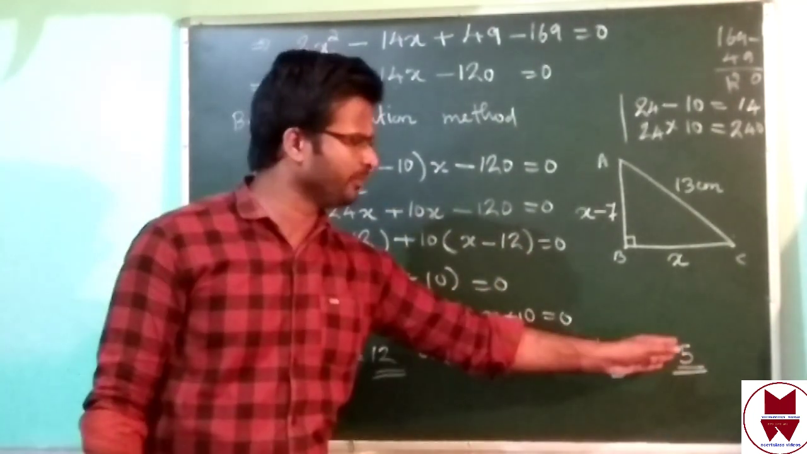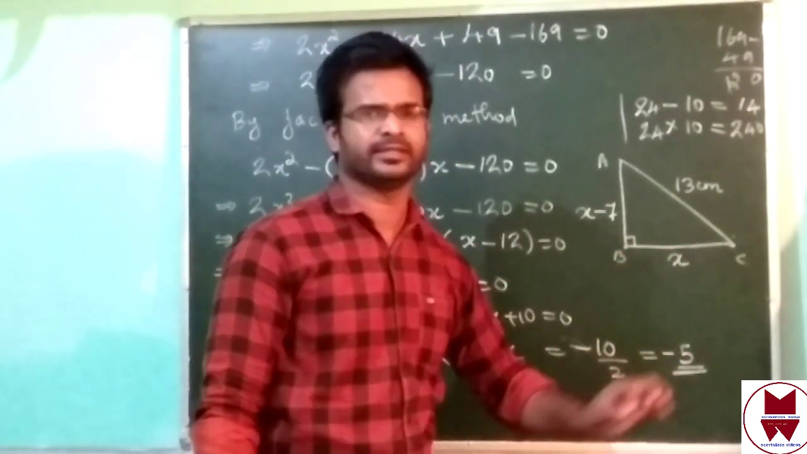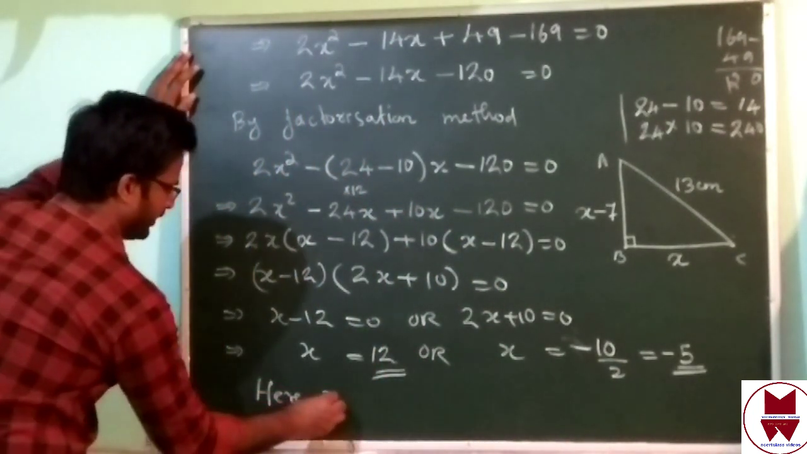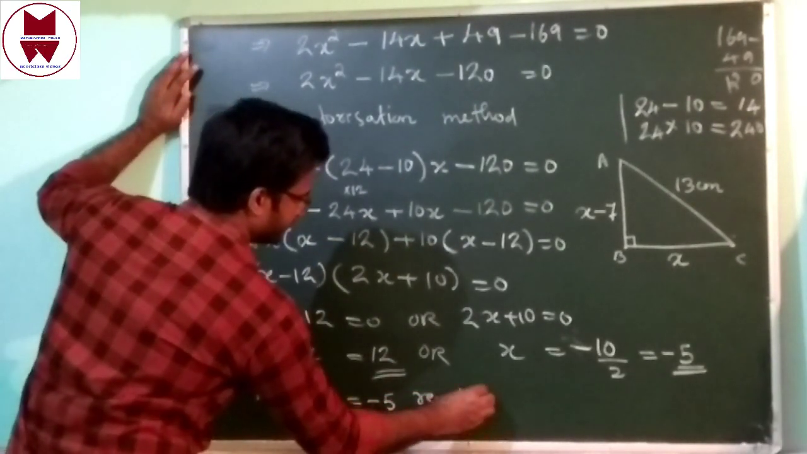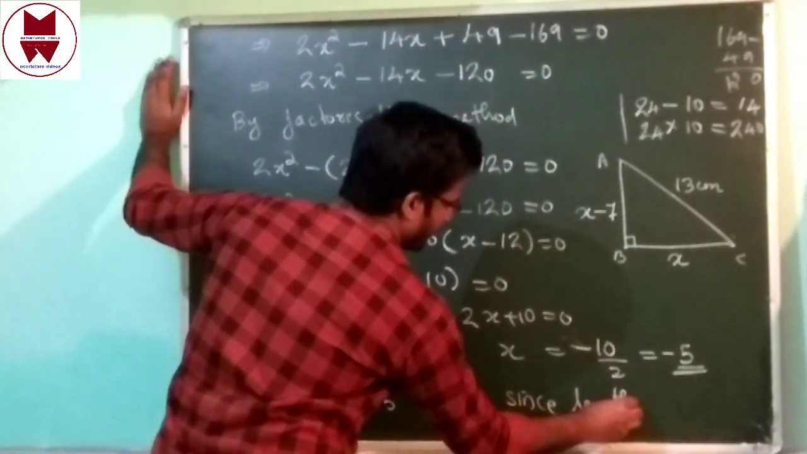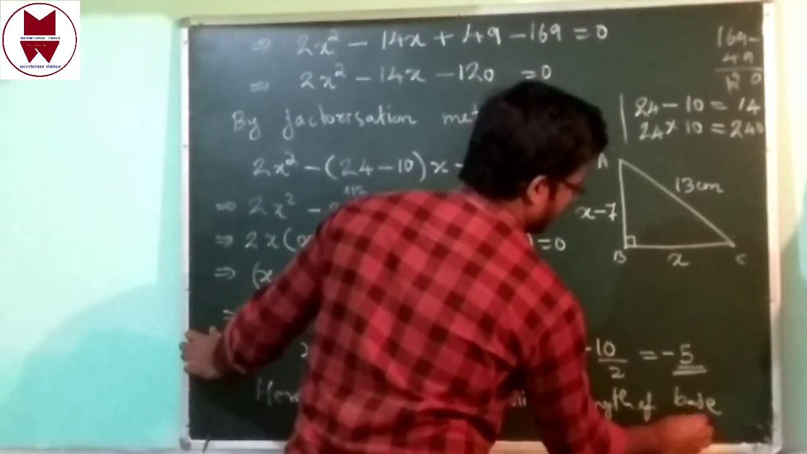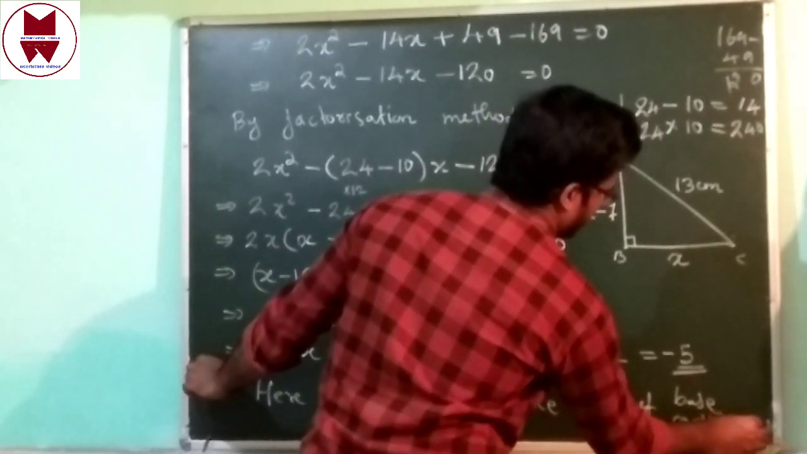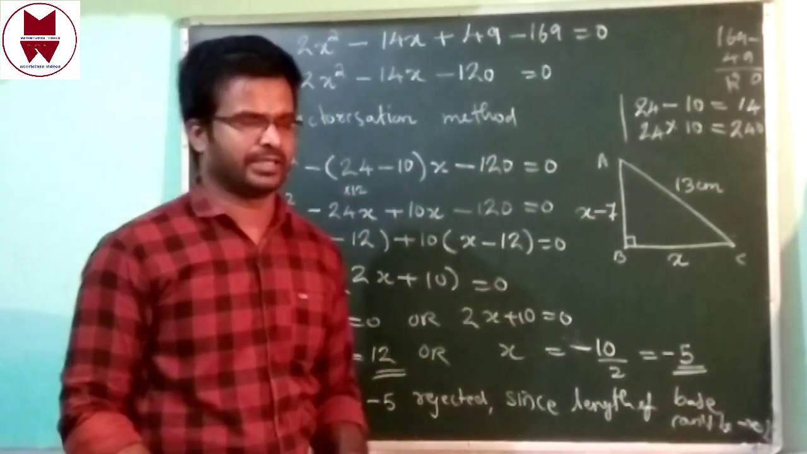In here, x equal to minus 5 rejected. What is the reason? x means length of base. Length of base cannot be negative, isn't it? Here, x equal to minus 5 are rejected. Since a length of base cannot be negative. That's why that minus 5 are rejected.